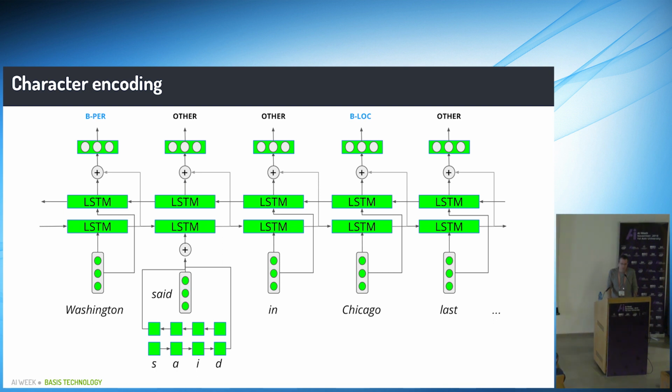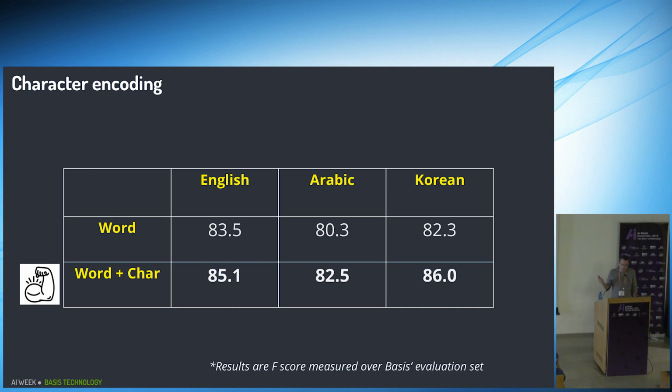So that character encoding helps. You can see here we measured this at Basis with our own data sets for a few languages. I'll show you English, Arabic, and Korean, very different languages, each introducing different challenges. The first row here is just an RNN architecture without character encoding, and the second one is with. You can see that it's better across the board. This is F1 score measured on the evaluation set, so apples to apples, just adding the character encoders. That's very helpful, and that was expected.